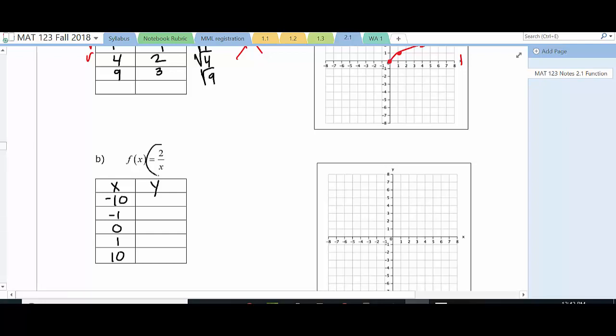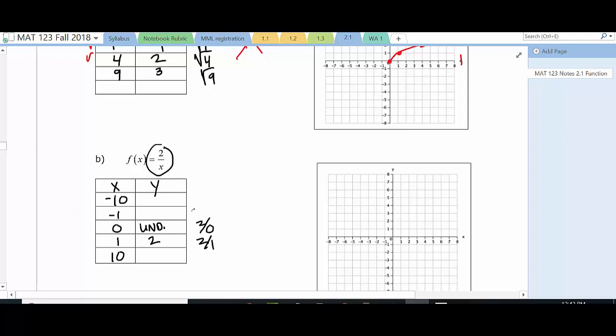Okay, well, let's start with 0. What do you know about 2 over 0? That's undefined, right? You can't divide by 0, so that one is actually undefined. So you can't do that. You won't have a point there. Okay, now let's do the next one. 2 over 1, that would just be 2. So that's a good point.